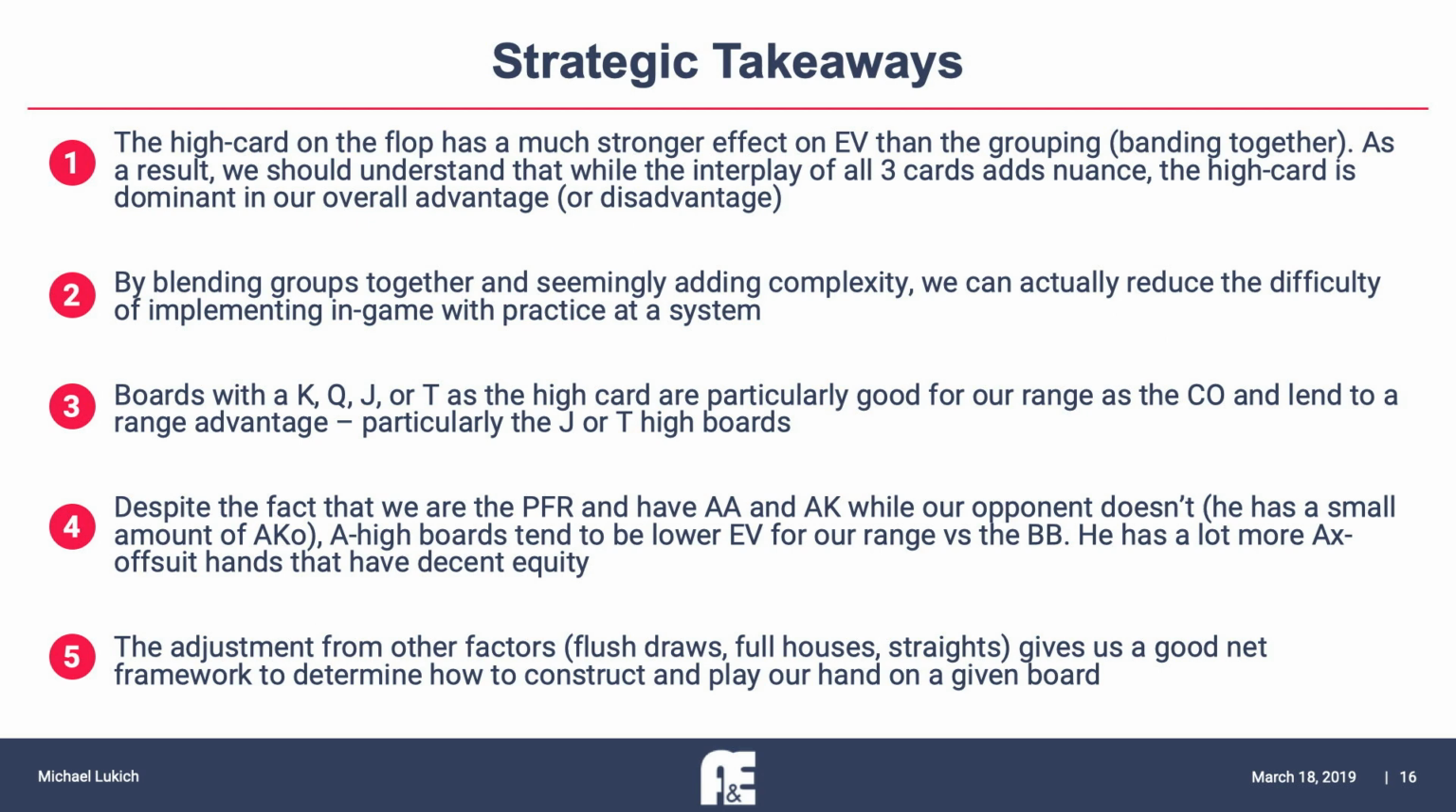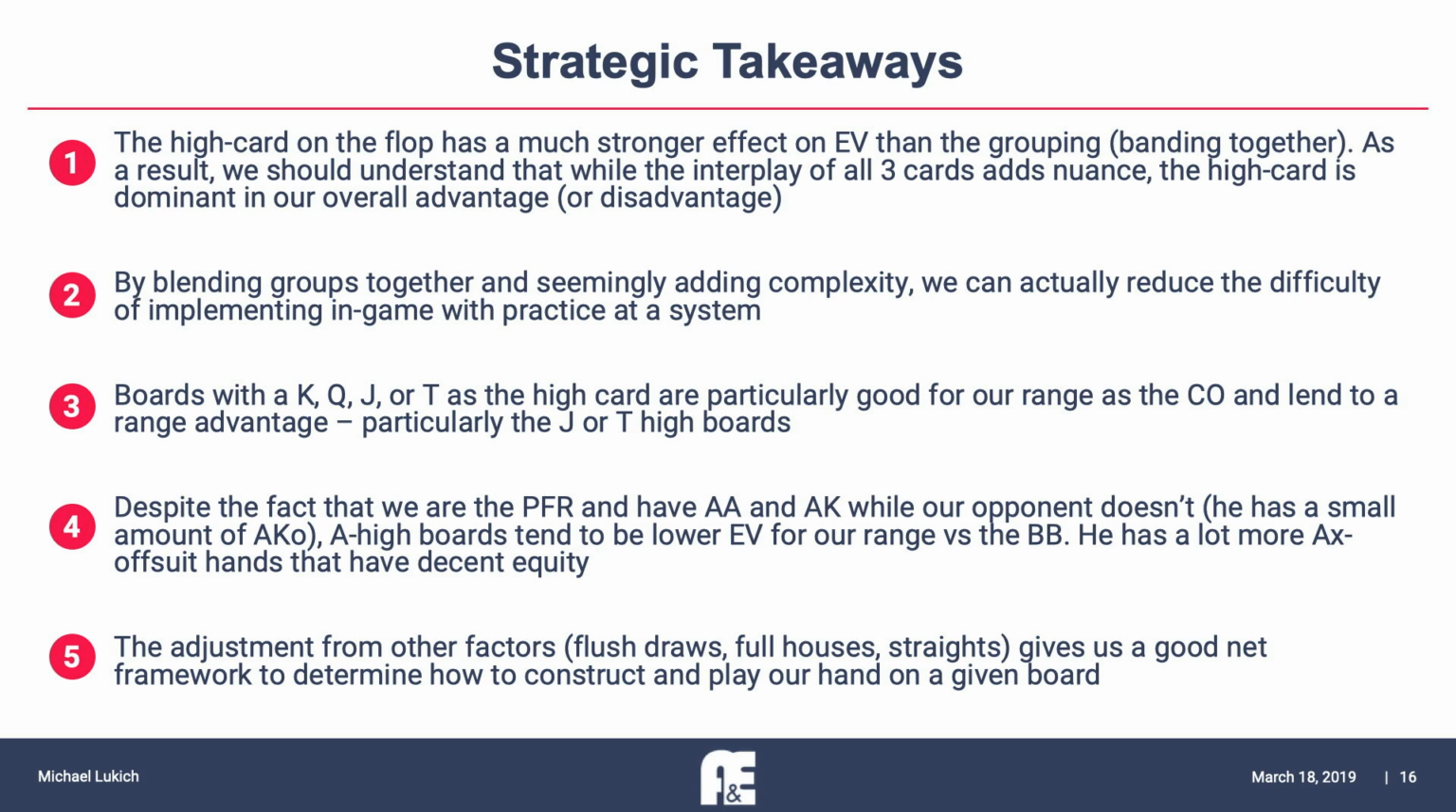The third strategic takeaway is that boards with a king, queen, jack, or 10 as the high card are particularly good for our range as the cutoff, and they lend to a range advantage for us, particularly those jack or 10 high boards. And we saw that in our analysis and in the output of our model, that the jack or 10 high boards were fairly favorable for us as it relates to the overall EV.